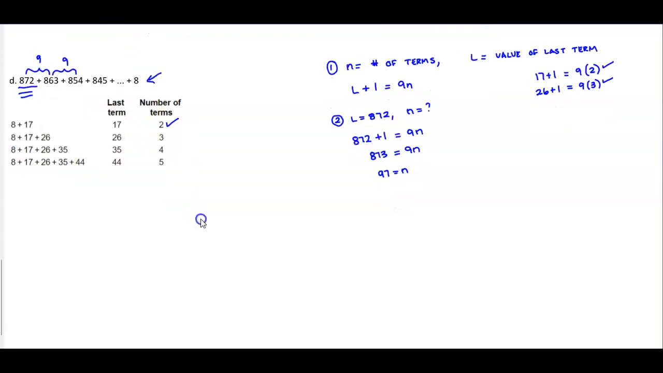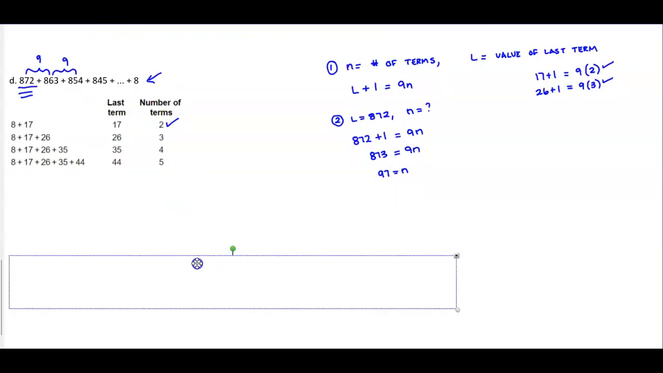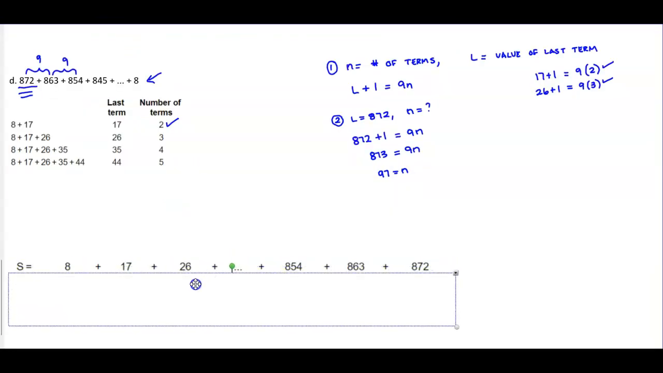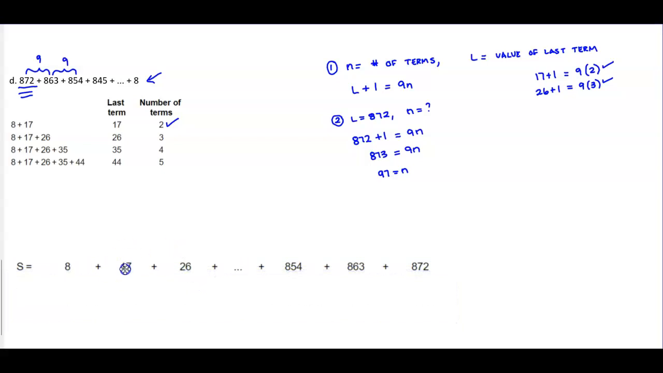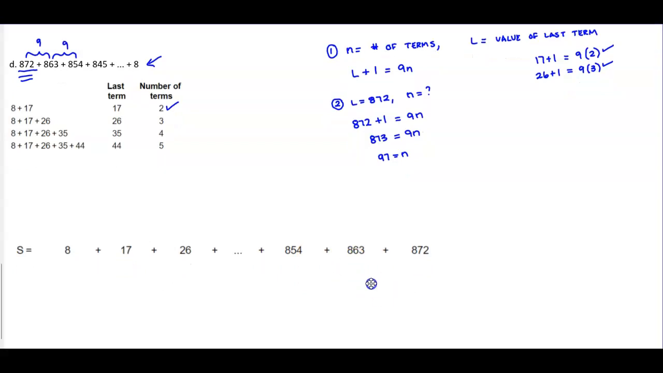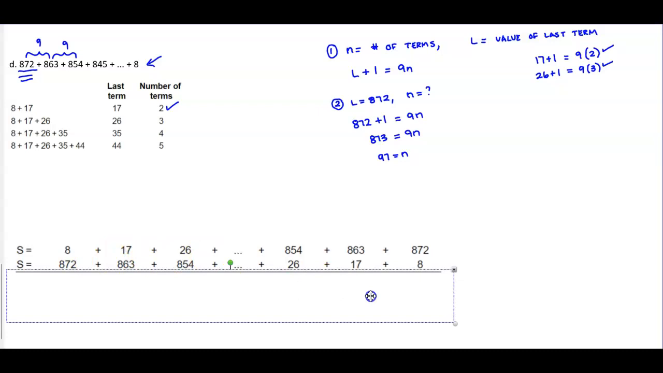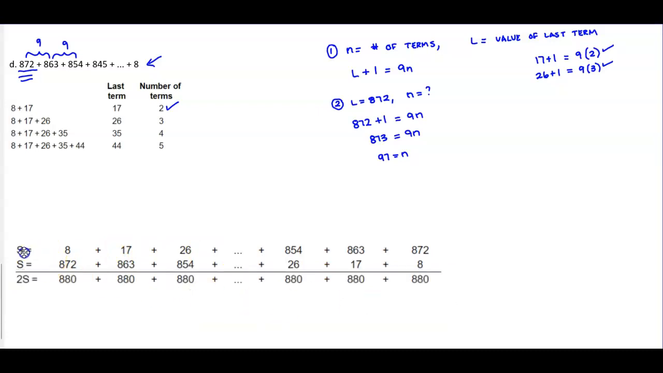Now, let's write the sequence as we did before. So, we know that if we write it in ascending order, we have s, which is equal to 8 all the way up to 872. And then if we write it backwards, we get 872 down to 8. And when we add them together, what do we get? Well, s plus s equals 2s. 8 plus 872 is 880. 17 plus 863 is 880 as well.